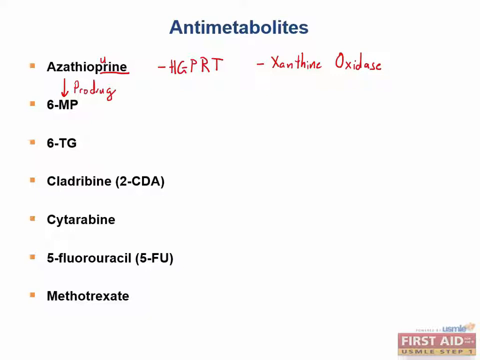Cladribine, or 2-CDA, is also a purine analog, which functions by inhibition of DNA polymerase, as well as causing DNA strand breaks. It is primarily used in hairy cell leukemia, and also causes myelosuppression, nephrotoxicity, and neurotoxicity. Cytarabine, or ara-C, is a pyrimidine analog that inhibits DNA polymerase. It is used in both leukemias and lymphomas.